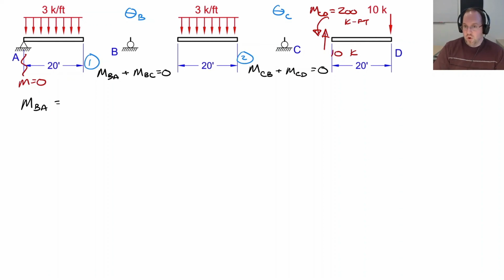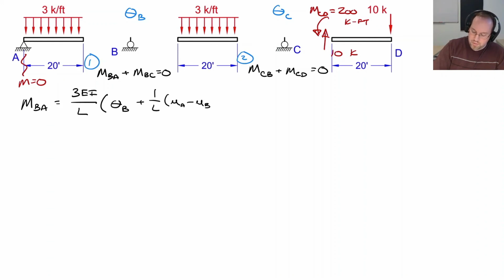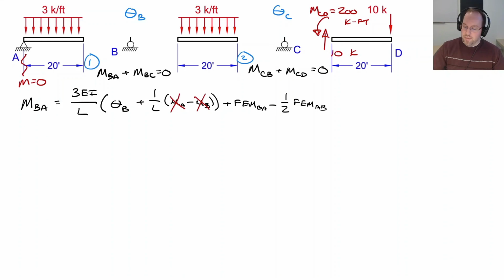And since I have no near moment there, I'm going to use the expression for 3EI divided by L, multiplied by the rotation at B, plus 1 over L times displacement A minus displacement B. And the fixed end moment term gets a little bit more complicated, so it's plus fixed end moment BA, and then minus 1/2 the fixed end moment from AB. So we can see that displacements are 0 at both ends, so I don't need to worry about those.